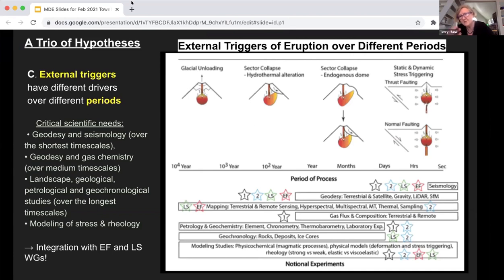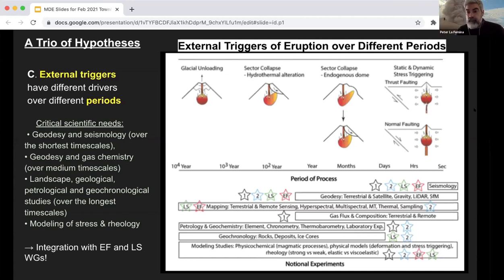So importantly, these external triggers of eruption have the potential to integrate with the earthquake and faulting and the landscape and seascape working groups. So from here, I'm going to turn this over to Pete to now turn these into the kinds of experiments that we envision doing.